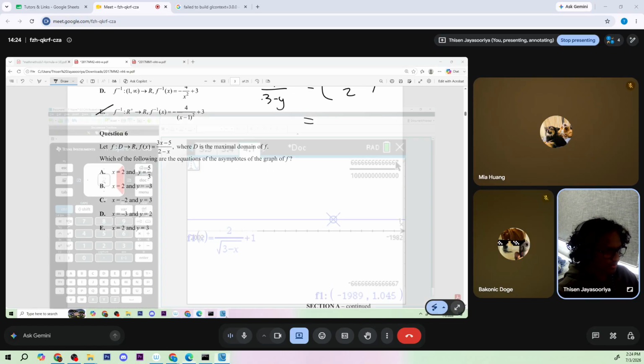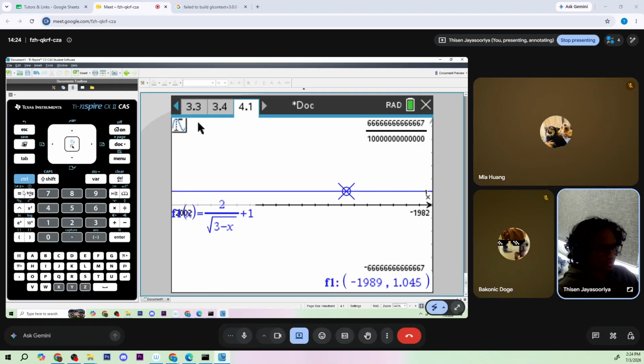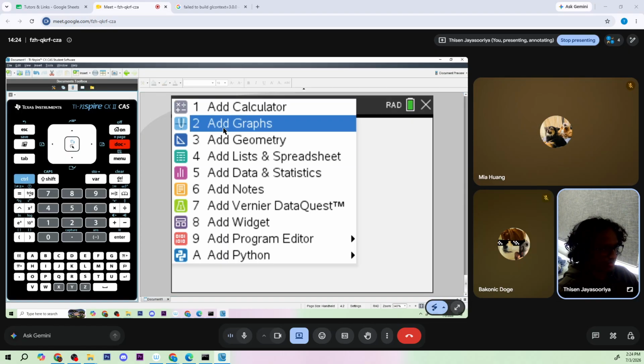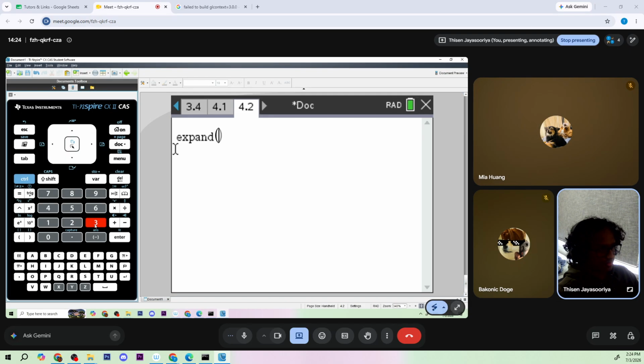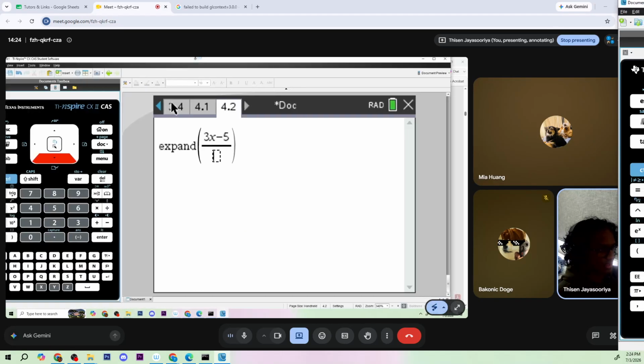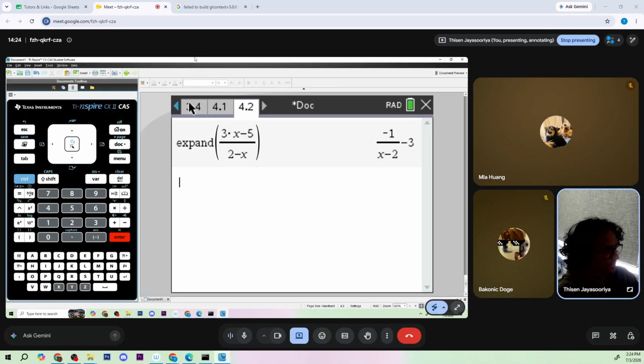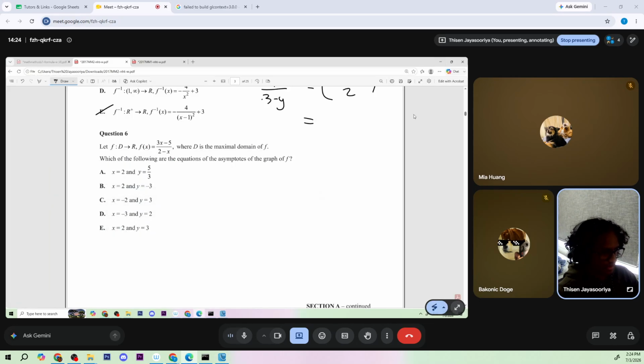Here for the asymptote, I'm just going to expand this one out. So I'm going to open a calculator screen, control this, menu 3, expand. If I expand out this expression, I get 3x take away 5 over 2 take away x. So here I can see that the asymptotes are going to be at -3 and 2. So x equals -3, x equals 2, so B.